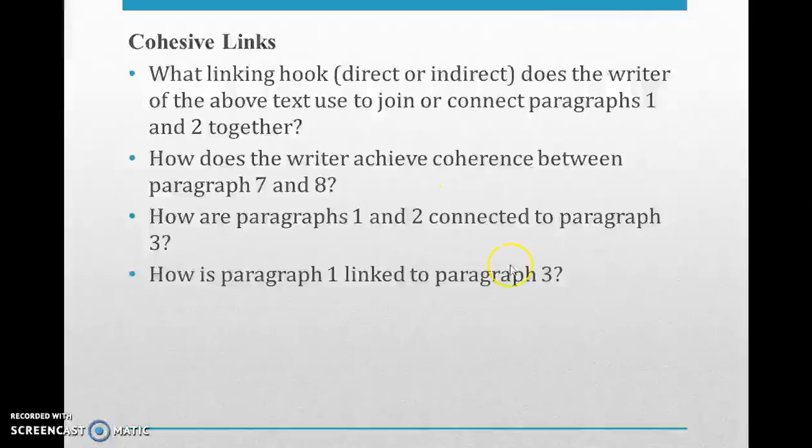Cohesive. What linking hook does so? We might say cohesive links, we might say linking hooks, we might say cohesive devices, we might say how does the writer achieve cohesion? These are different types of questions that might come in the exam, but the answer will be related to the cohesive links.